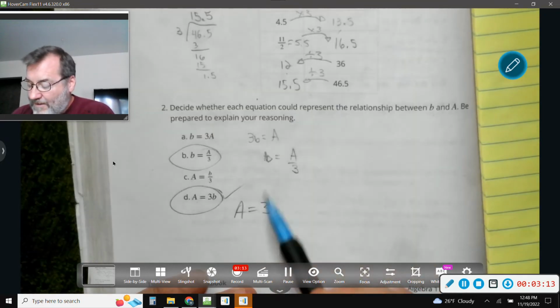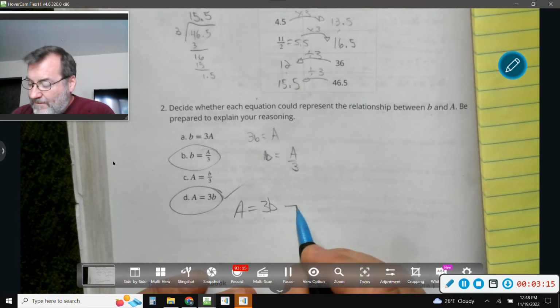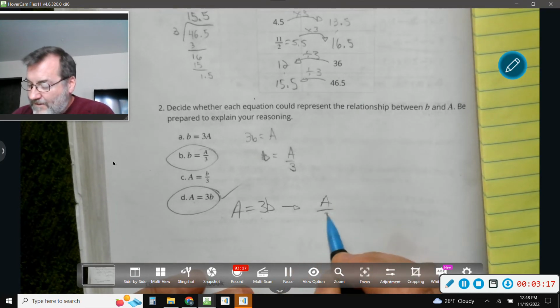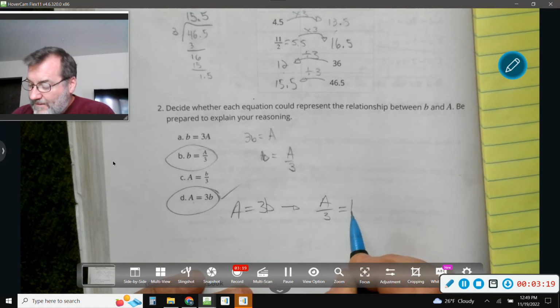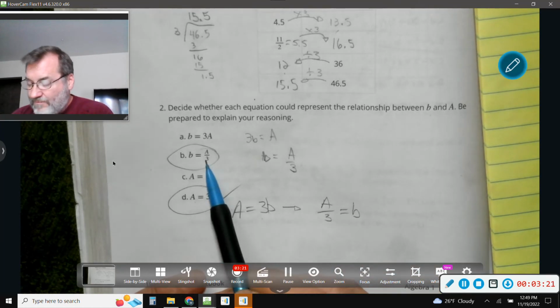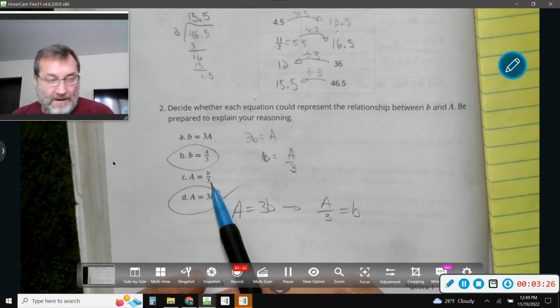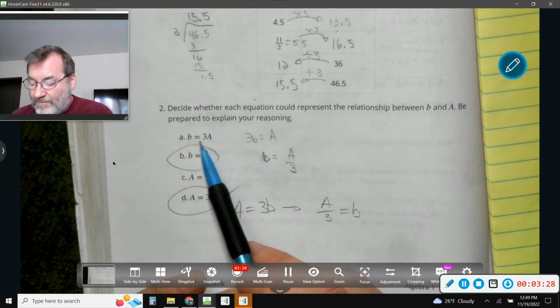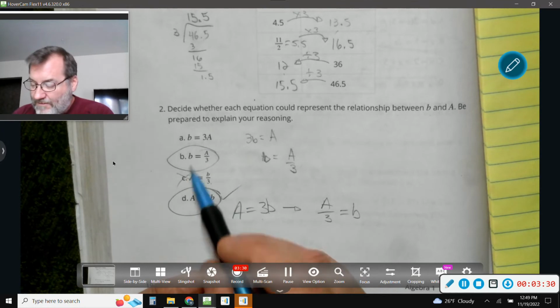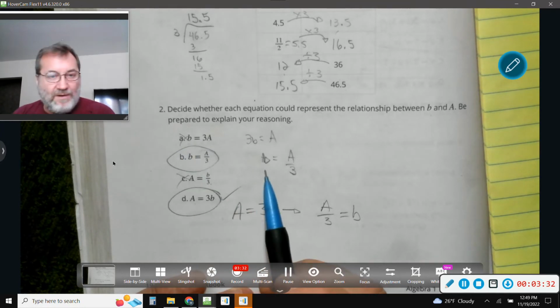I want to find the base. What did I have to do? Well, I just divided both sides by 3, and I get that equation, which is right there. So those other two are wrong. You never took the base and divided it by 3, and you didn't take the area and multiply by 3 to get the base. So those are obviously out. So it's just B and D, which are true here.